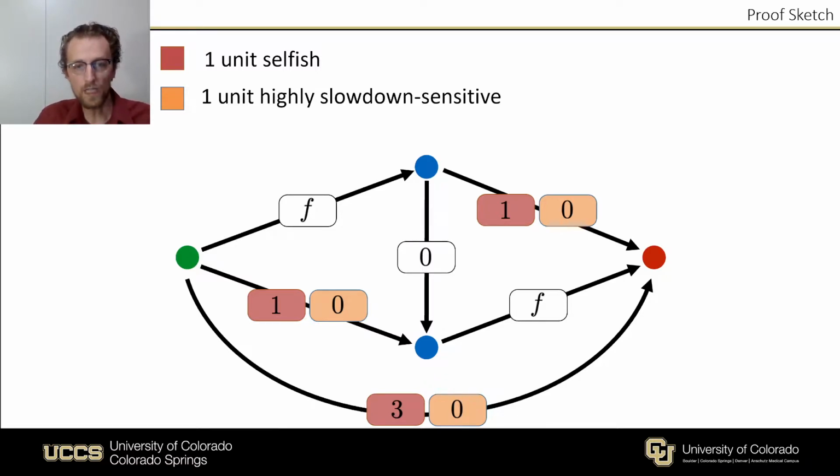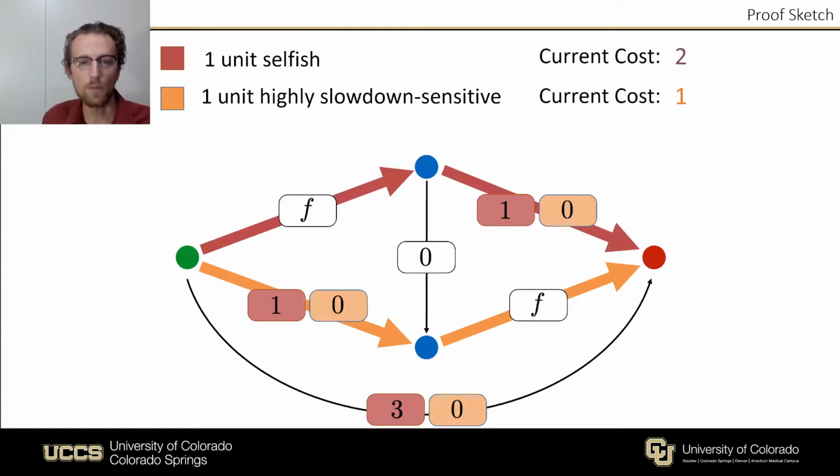So now I've labeled each of these links with the cost experienced by the 2 different populations, and let's see what happens. So in the original uninfluenced Nash flow, now the selfish traffic is experiencing a cost of 2 and can't do any better than that. But the slowdown sensitive traffic is experiencing a cost of only 1 on its link. So now they have a strong incentive to switch down to that last link at the very bottom because it has a slowdown cost of 0.